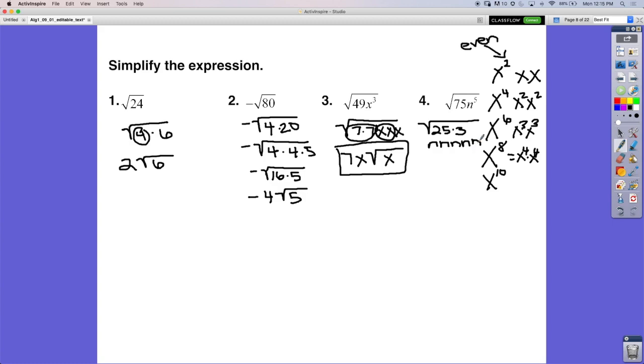There's 5 n's there. I'm going to pull out groups of 2. So let's circle the groups of 2. There's one group of 2. There's another group of 2. All right, now let's decide who comes outside the radical. Who comes outside? A 5 comes outside. How many n's? 2 of them, good. And then what's left inside the radical? A 3 and an n. Very good.